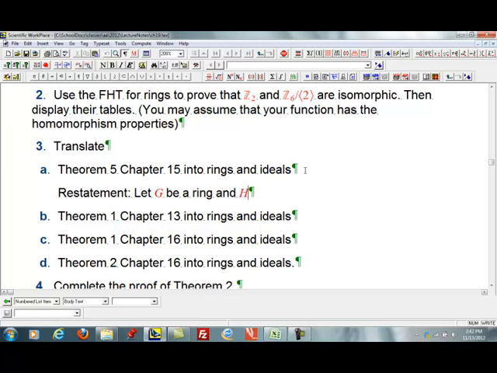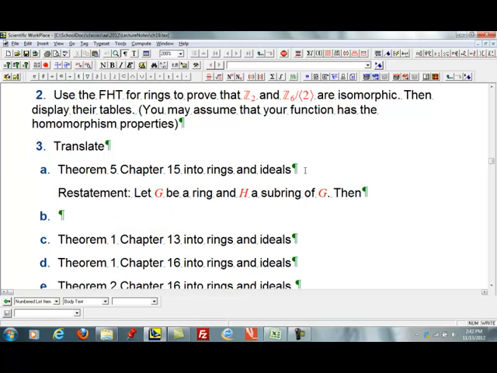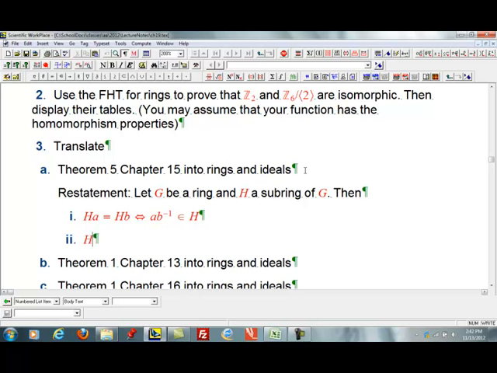And H, a subgroup becomes a subring of G. It didn't say normal for this one. Then it said there are two things that are happening. The first one is Ha equals Hb if and only if what? A is in H, and we don't have to change that. And the second one is Ha equals H if and only if a is in H.